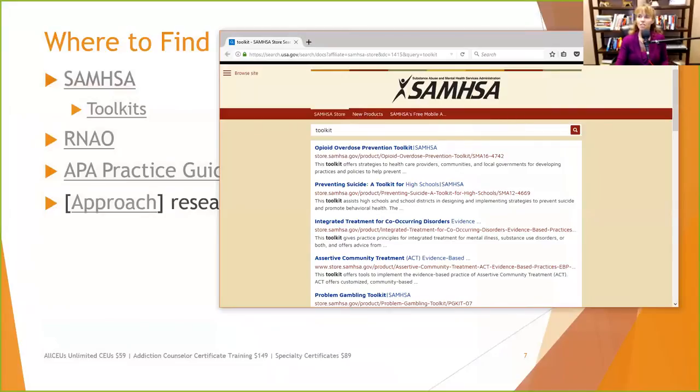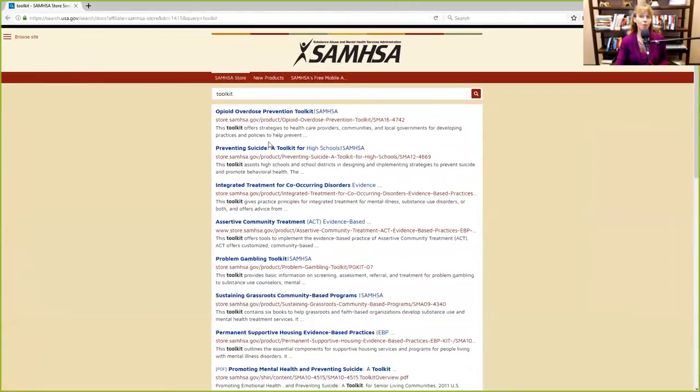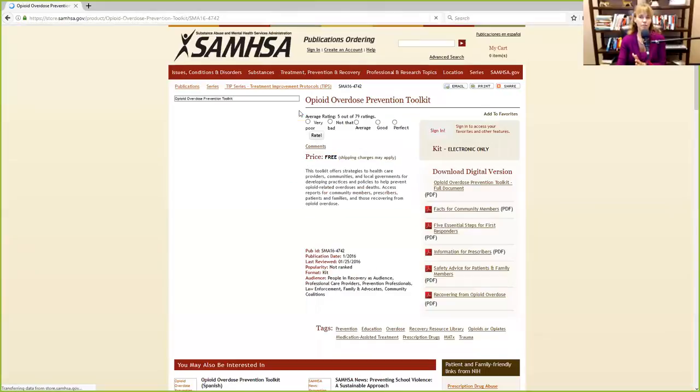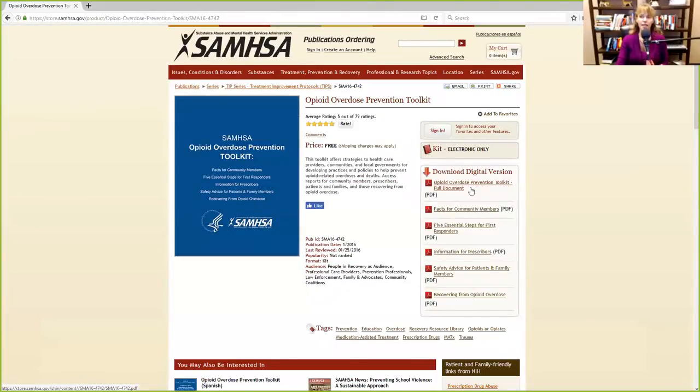So if you want to implement a program like an opioid overdose prevention program, they have a toolkit for you, and it's all set up. It helps you know what you need to do: facts for community members, essential steps for first responders, information for prescribers, safety advice for patients and family members, and recovering from opioid abuse. It is golly.